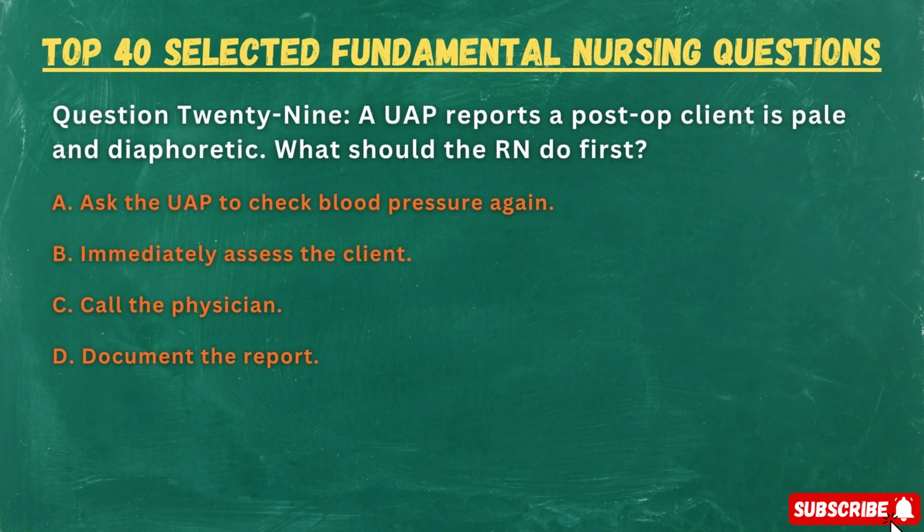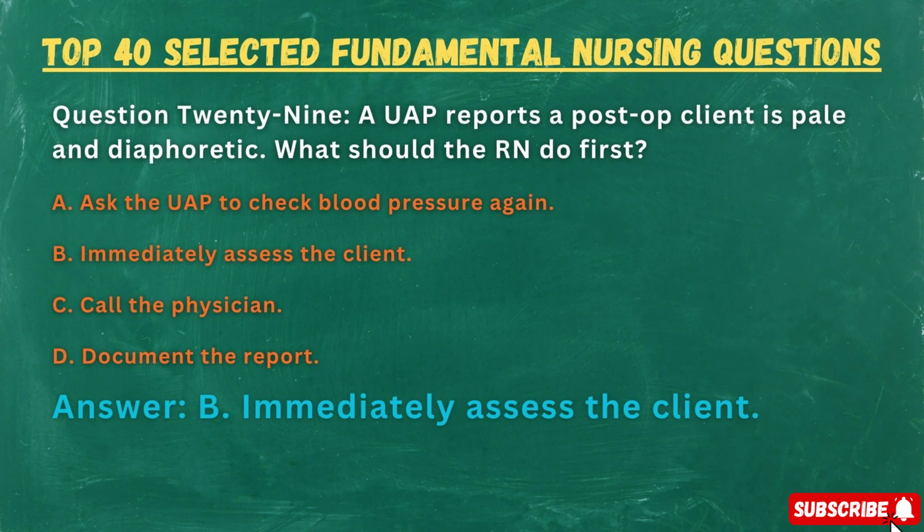Question 29. The UAP reports a post-op client is pale and diaphoretic. What should the RN do first? A. Ask the UAP to check blood pressure again. B. Immediately assess the client. C. Call the physician. D. Document the report. Answer. B. Immediately assess the client.